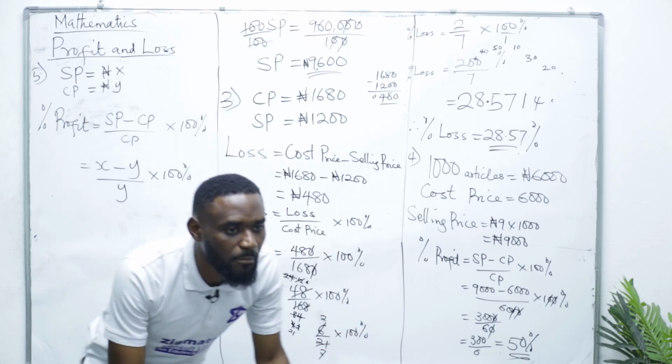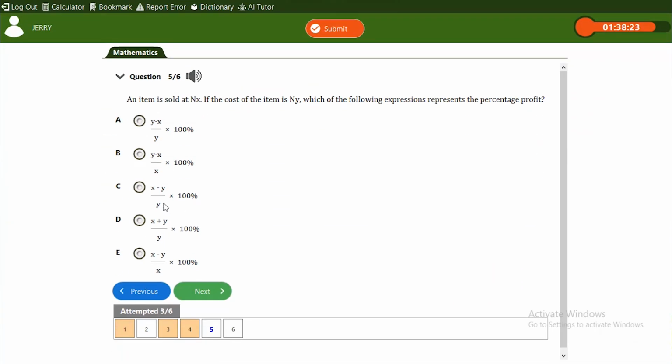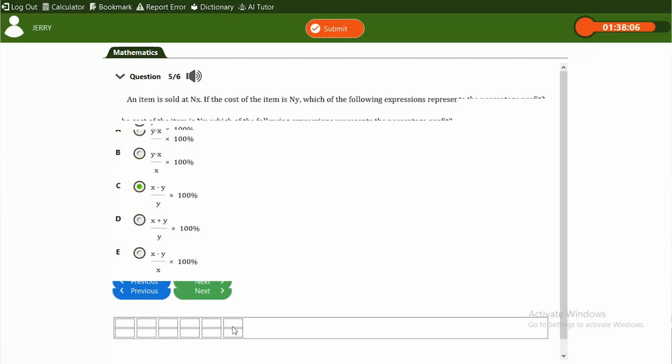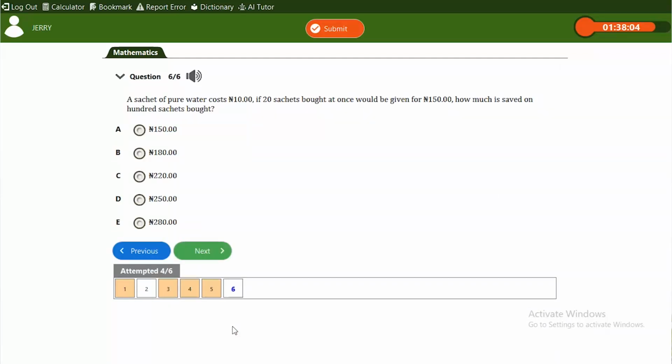X minus Y over Y times 100. So C is the correct option that represents the percentage profit. X minus Y all over Y times 100%. Is that okay?